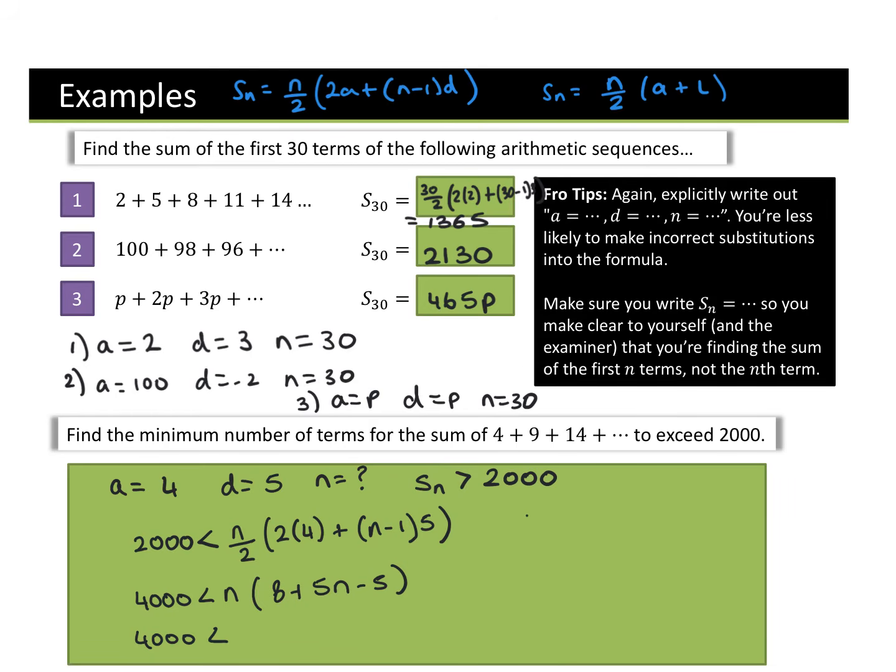4,000 has to be less than. Now, 8 minus 5 is 3, so I'm going to have 3n plus 5n squared. Now you're going to see I'm going to have a quadratic, so I'm going to write this again: 5n squared plus 3n minus 4,000 has to be greater than 0. I'm going to put that into my calculator, okay?